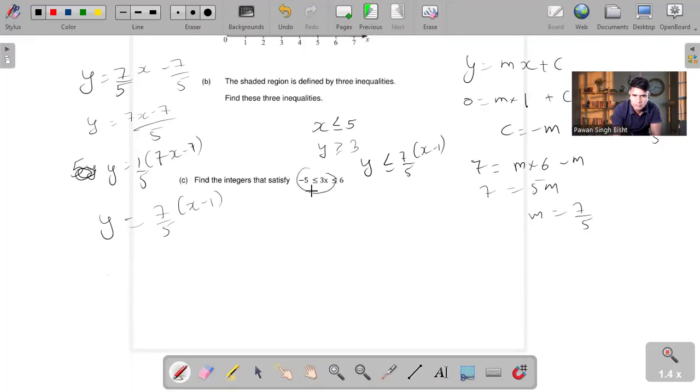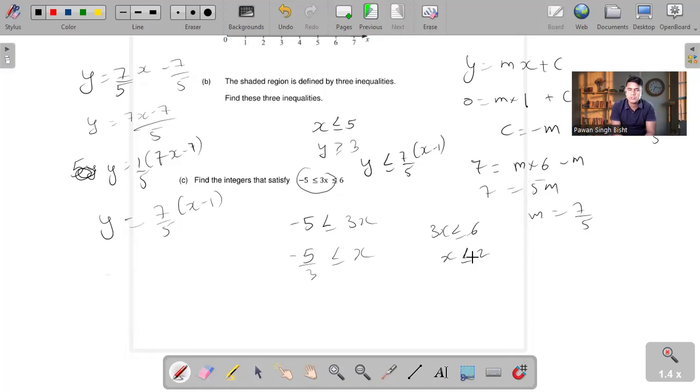Okay, and the next inequality, first we solve this part. Minus 5 less than or equal to 3x, 3 goes in the denominator, so x greater than or equal to minus 5 over 3, and 3x less than or equal to 6, so x less than or equal to 2. So when I represent it on the number line, no need because they didn't say so here. So this is my answer, right? Clear? So x greater than or equal to minus 5 by 3 and x less than or equal to 2.